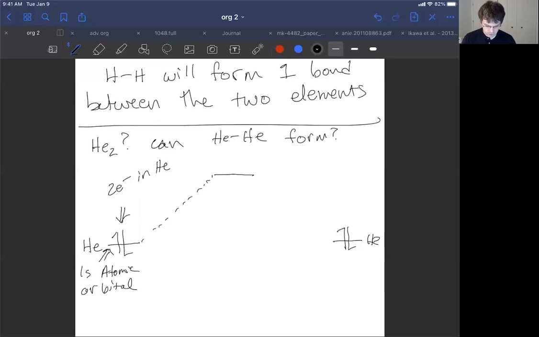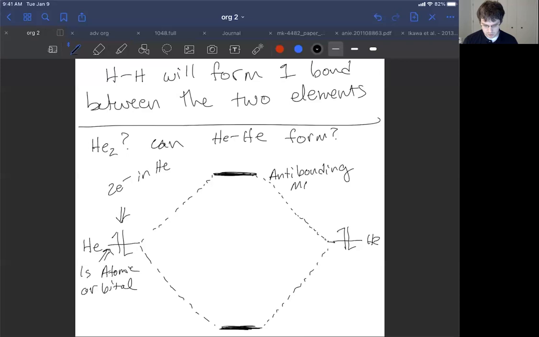But let's use molecular orbital theory to also rationalize why we don't want to form a bond between the 2 elements of He2. Now, if these come together, they would form 2 molecular orbitals because we started with 2 atomic orbitals. We would have a molecular orbital that's higher in energy. This is an anti-bonding molecular orbital. And then down below, we have a bonding molecular orbital. So we have anti-bonding and bonding.